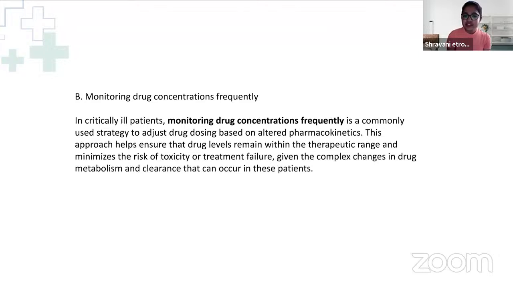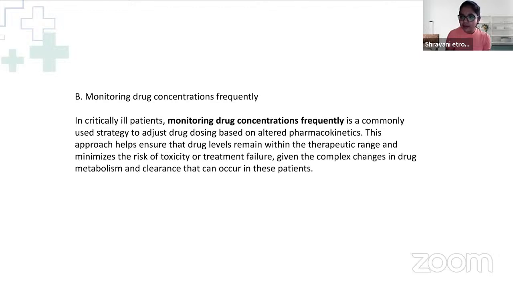In critically ill patients, monitoring drug concentration frequently is a commonly used strategy to adjust the doses based on altered pharmacokinetics. This approach will ensure that drug levels remain within the therapeutic range and also minimize the risk of toxicity. The ultimate goal, the major conclusion of this chapter, is that we have to avoid toxicity, we have to avoid therapeutic failure. We want a therapeutic success in this patient. So we have to perform therapeutic drug monitoring.